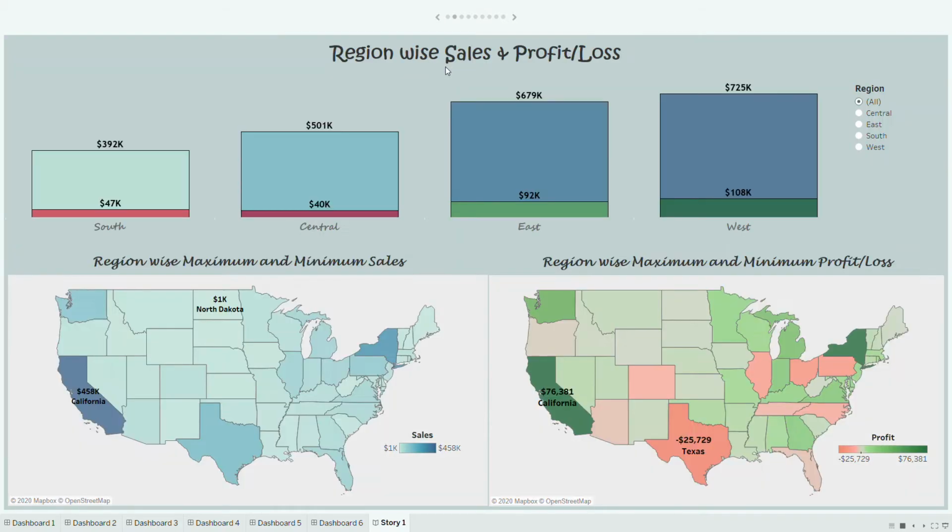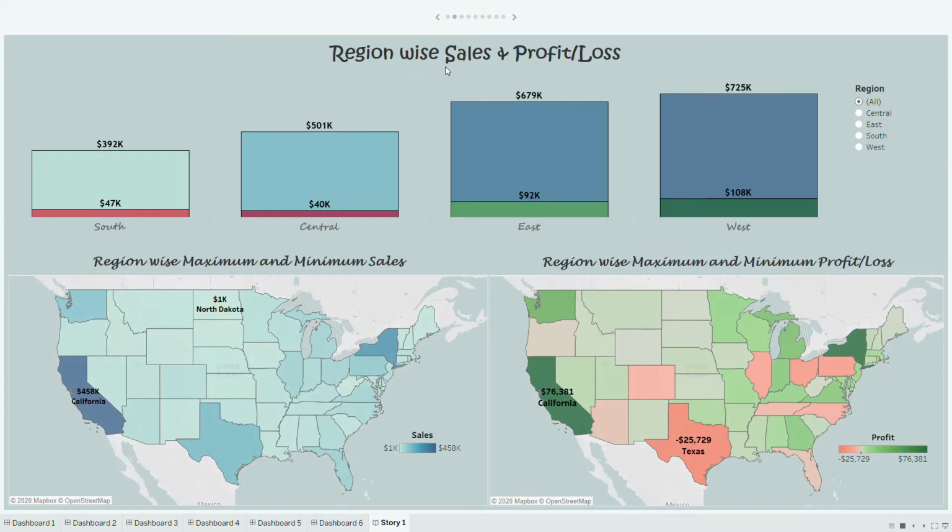So here is my first dashboard which shows the region-wise sales and the profit and loss. Here you can see the profit in the south and the central region is less as compared to the east and west. Overall you can see California has the maximum sales and North Dakota has the minimum sales. California has the maximum profit and Texas has the loss of $25,729. So let us analyze it region wise.